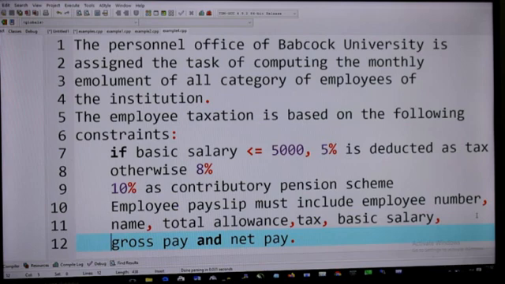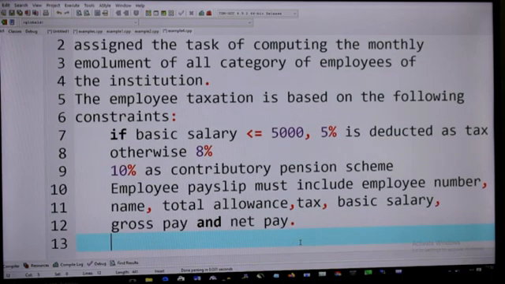So for you to know total allowance, you must know all the allowances that a staff is entitled to get. So you will add them together to know the total allowance. Then you will do the tax deduction. You will now get the gross pay, and you also get the net pay. So now we want to look at what are the input data.